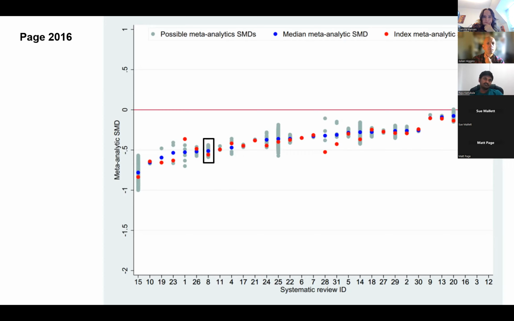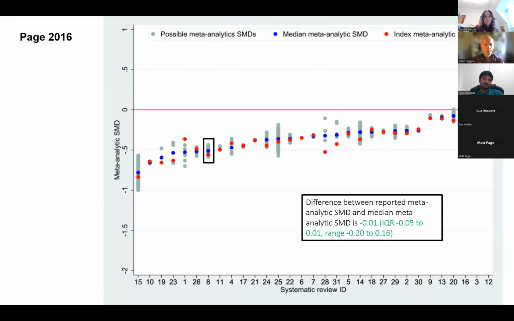Their range is between -0.3 and -0.6. The blue dot indicates the median meta-analytic effect estimate, which we calculated based on all the possible meta-analytic effect estimates. And the red dot indicates the index meta-analytic effect estimate, which was reported by the systematic reviewers. The difference between the median and index meta-analytic effect estimates indicates that there is no significant difference. This means there is no impact of any potential selective inclusion on the meta-analytic effect estimate.